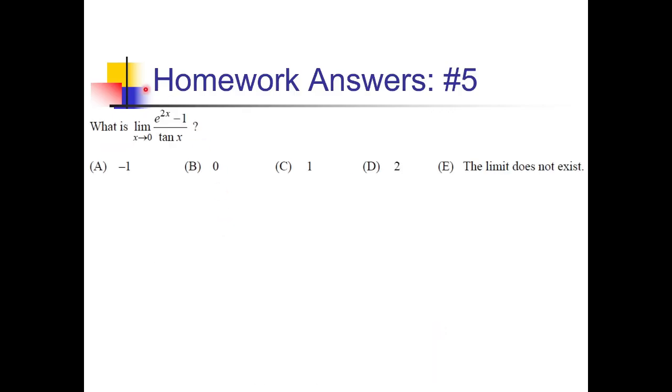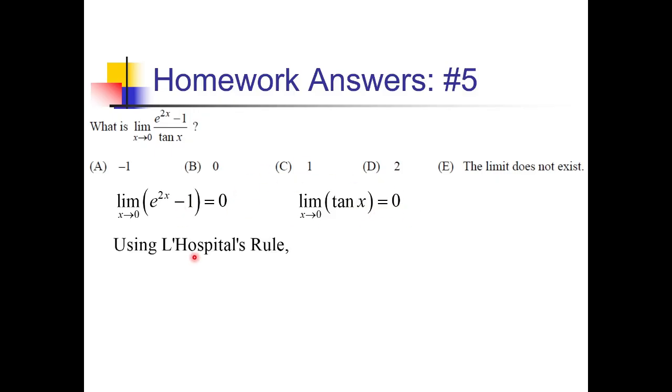For this problem, they want the limit as x approaches 0 of this craziness, e to the 2x minus 1 over tan of x. Well, let me take the limit of these separately. This is already going to seem kind of suspicious to me. So the limit of that numerator as x approaches 0, we've got basically e to the 0, which is 1, minus 1 comes out to 0. And the limit of tan of x as x approaches 0, tan of 0 is also 0. So this is indeterminate, which means we can use L'Hopital's rule on this one.